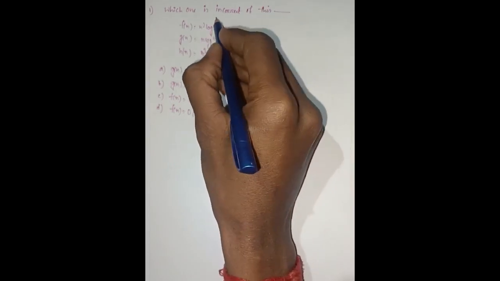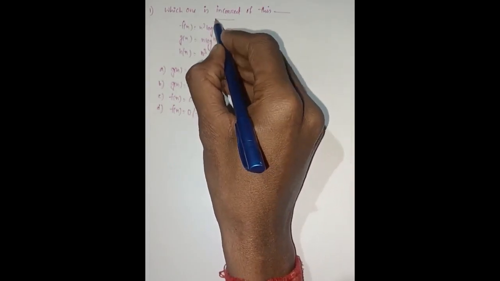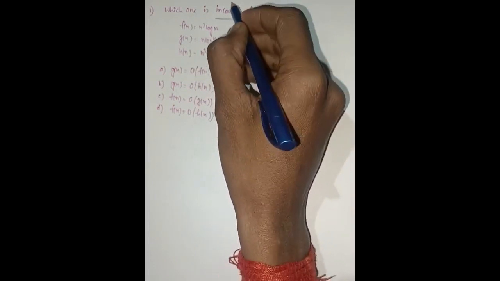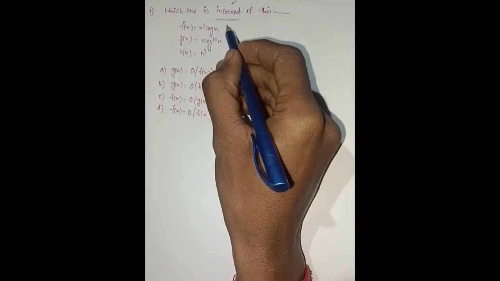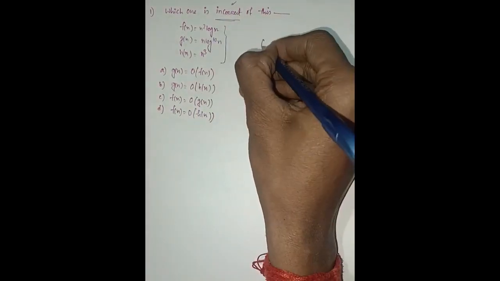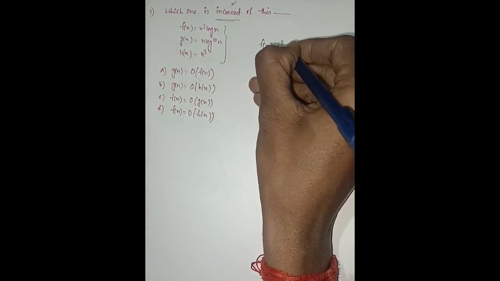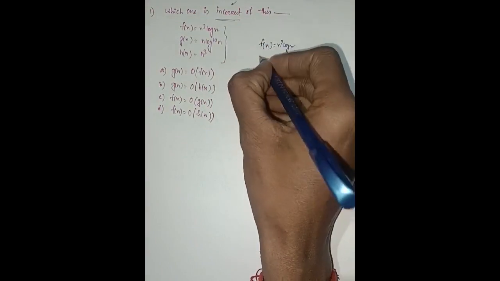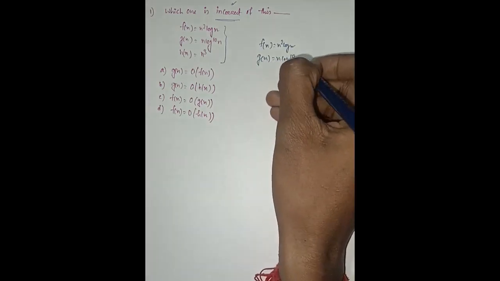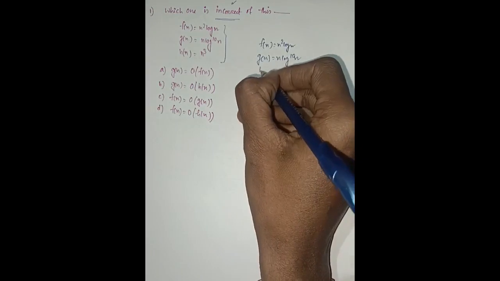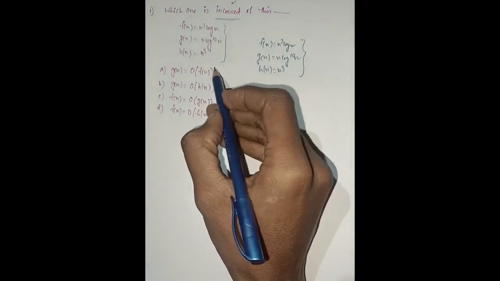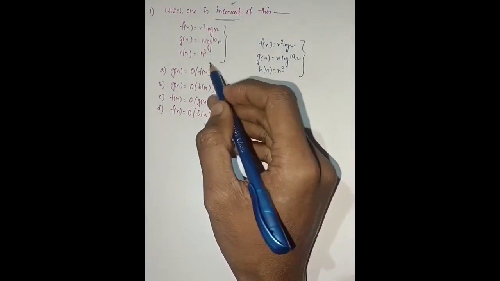In this question we have to choose the incorrect option, not the correct option. We have a tendency to choose the correct option, but here we have to choose the incorrect one. Three functions are given: f of n is equal to n square log n, g of n is equal to n log base 10 of n, and h of n is equal to n cube.